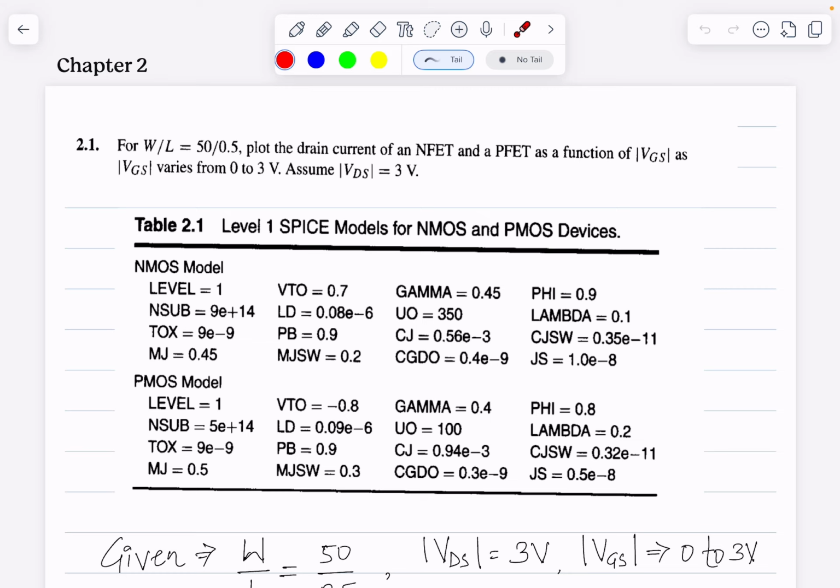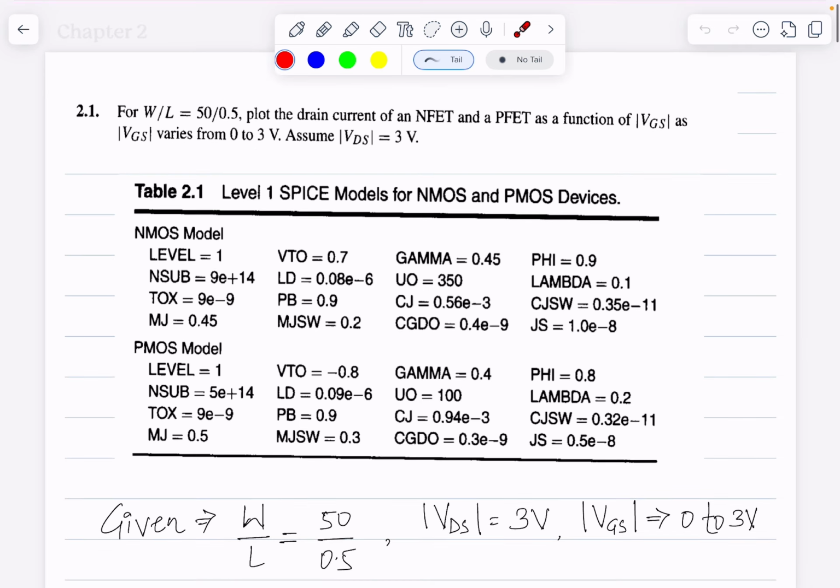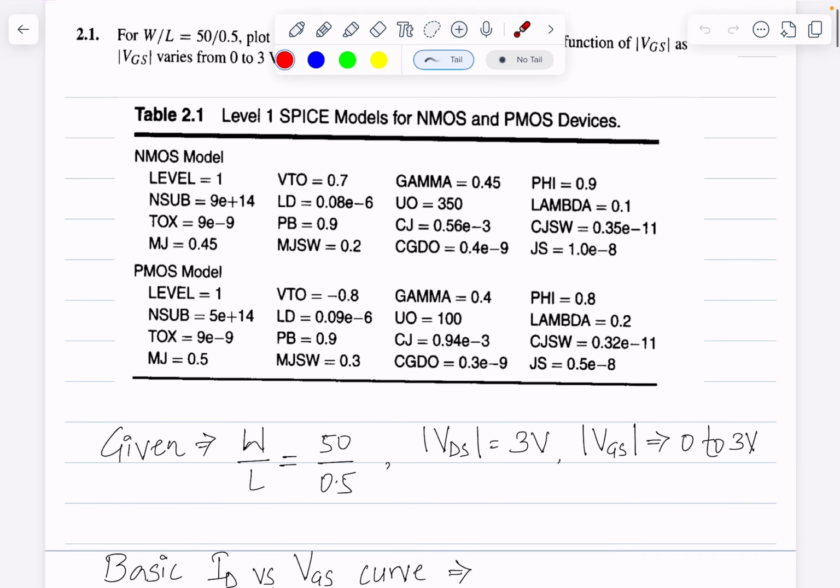So in this problem we are given W by L as 50 over 0.5 and we are asked to plot the drain current versus VGS of an NFET and PFET, as the VGS varies from 0 to 3 volts, and they have asked us to assume VDS as 3 volts. These are the specs of NMOS and PMOS models and we'll be using them as we go through the calculations.